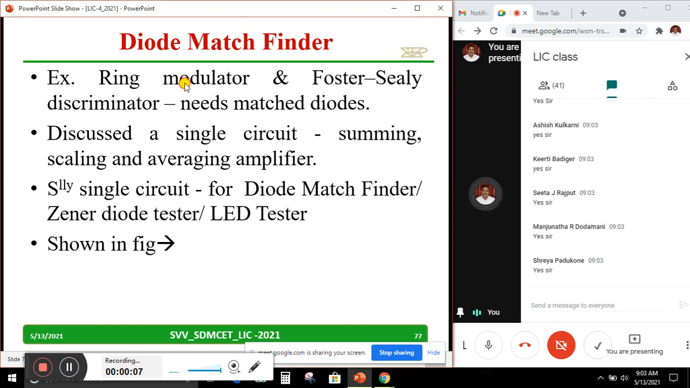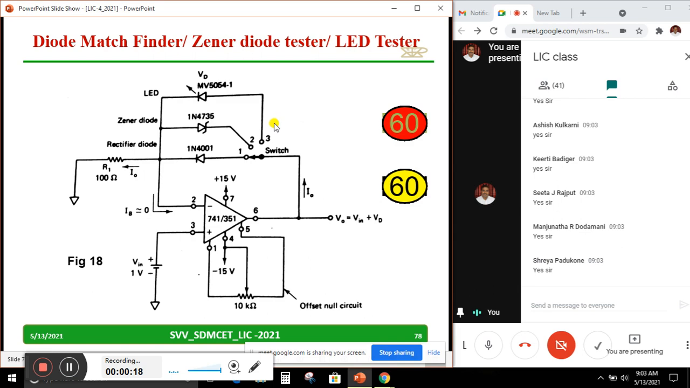How a single circuit can be used as a diode match finder, Zener diode tester and LED tester, that I am going to show you. Let us go to the circuit, and you have a 1 minute time.